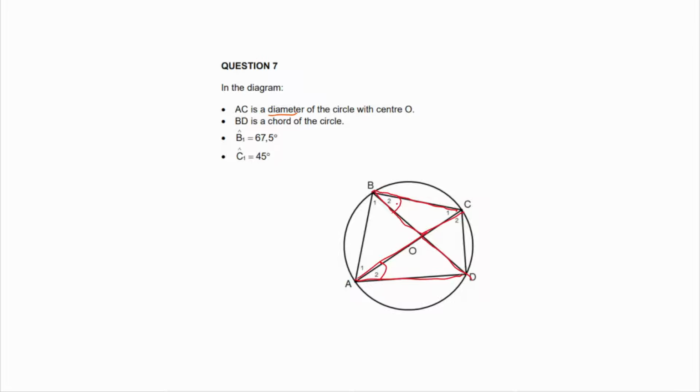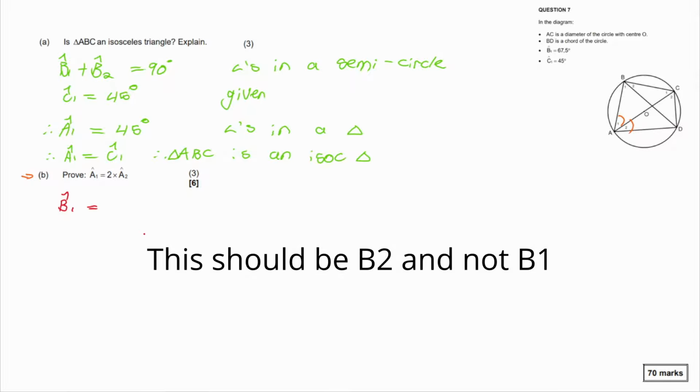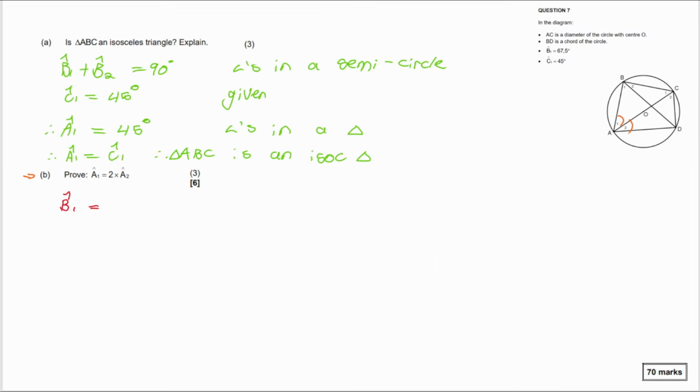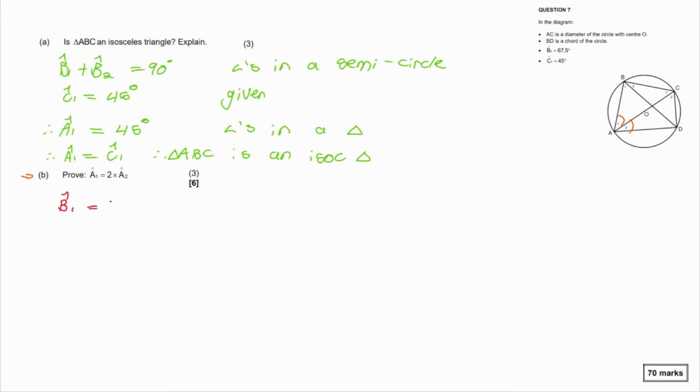Okay, but we can find B2, because B1 plus B2 is 90, and we have B1. So we have that B2 is equal to 90 minus 67.5. What do we get? Well, we're hoping we're going to get 22.5, and that is indeed 22.5. All right, but we knew that anyways. Well, we were looking for that, right? So B2 is equal to 22.5 degrees.